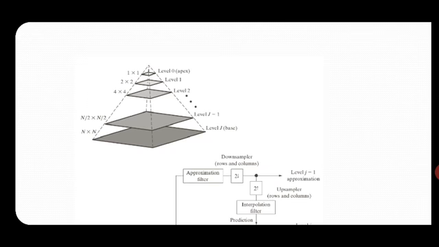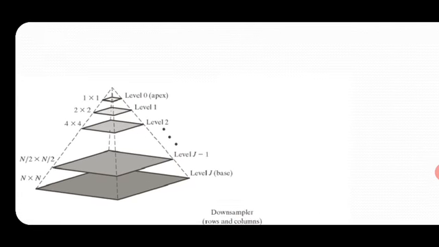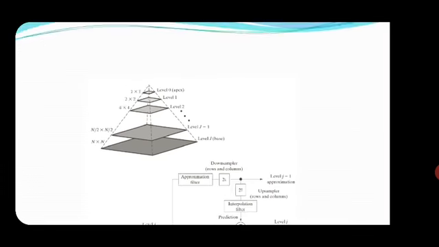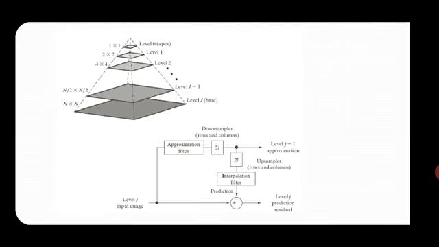In the bottom one, the image will be represented with the level j, that is 2 raised to j into 2 raised to j. The block diagram approach has been shown here. There is a procedure involved for the operation on an image for the residual of the pyramid. I hope you understood this one.